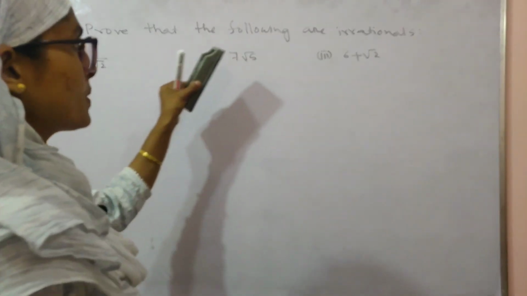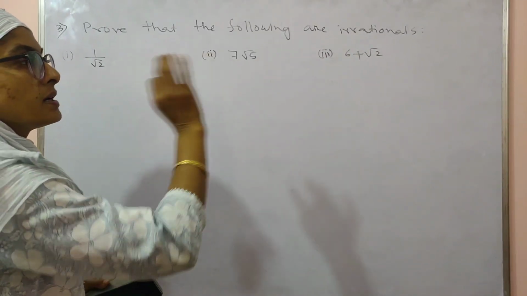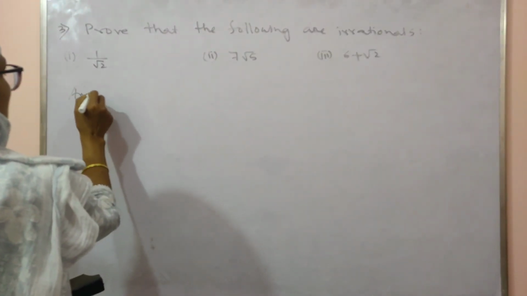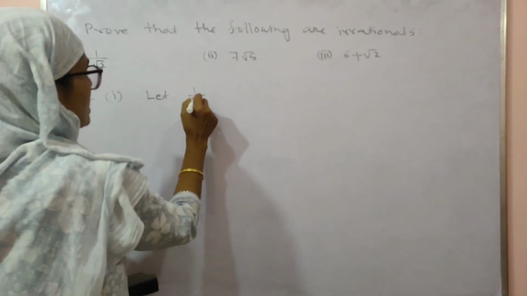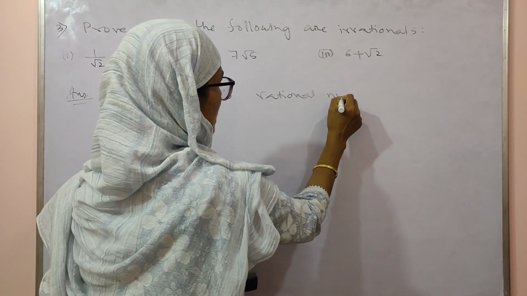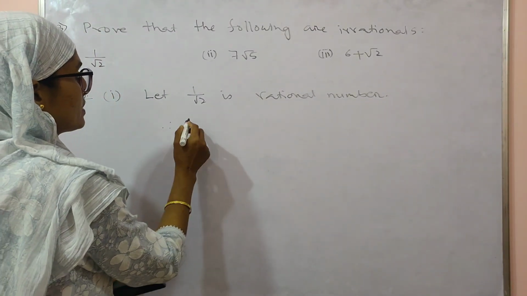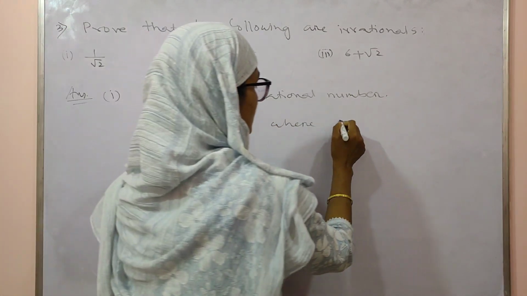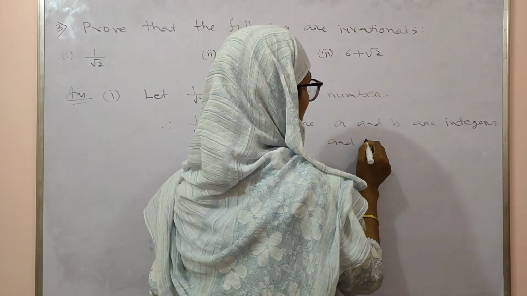Number 3, prove that the following are irrationals. Number 1, 1 by root 2; number 2, 7 root 5; and number 3, 6 plus root 2. So write one by one, write down the answer. Number 1, let 1 by root 2 be a rational number. Therefore 1 by root 2 equals a by b, where a and b are integers and co-prime.